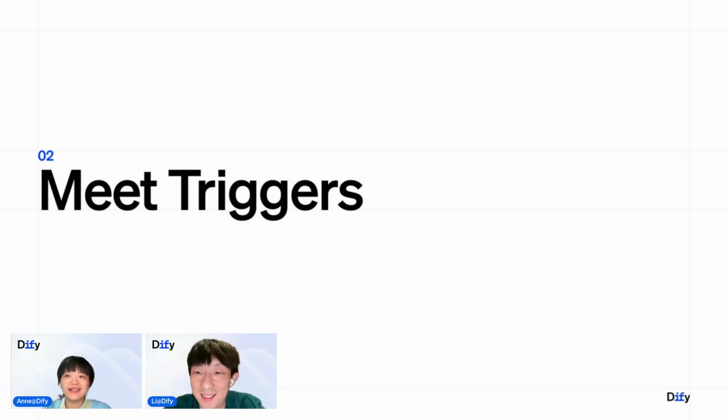So, what are the three different types of triggers in Dify right now? So there are three types of triggers at this moment. It's the schedule trigger, the webhook trigger, and the plugin trigger.